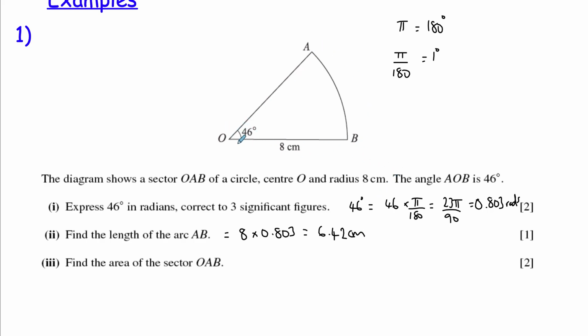The area of the sector OAB, we're going to use our half r squared theta equation. Again, I'm going to use my radians answer in the full form, not the rounded form, so that I don't have an error. And I'm going to do a half times 64 times 0.803. And that answer is 25.7 to 3 significant figures.